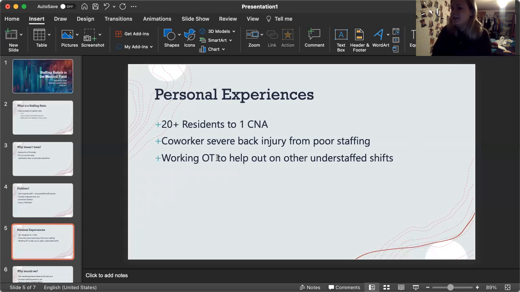My personal experience is at a facility that I worked at. It was pretty close to 20 to 25 patients, residents, to just 1 CNA because we were so short on staff and people refused to come in and help out. I did have a coworker, because of this incident, receive a severe back injury in which she had to have surgery. She's having physical therapy. It's just a hot mess for her. She is going all the way to court to try and explain why we need more staff.